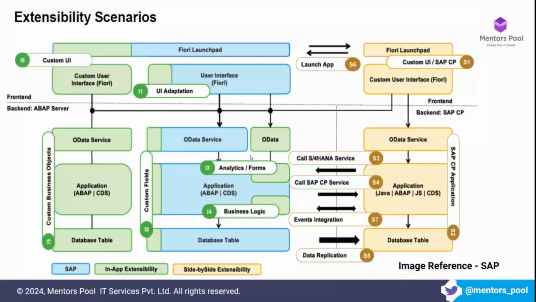Jay, would you like to give an example for in-app extensibility and side-by-side extensibility for a clearer understanding? Yeah, this is more general in terms, but okay. So for an example, on S/4, let's say we have an application called Manage Business Partners. Let's say you just want to change the UI of it.